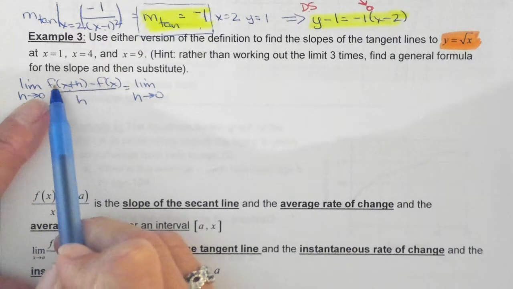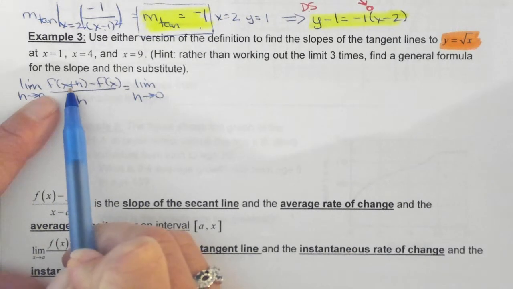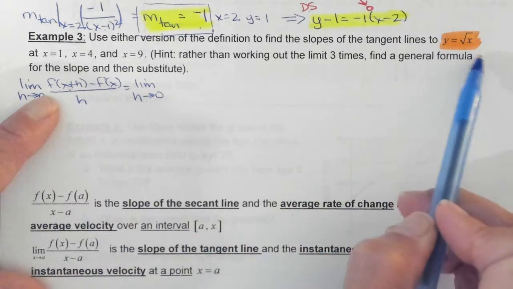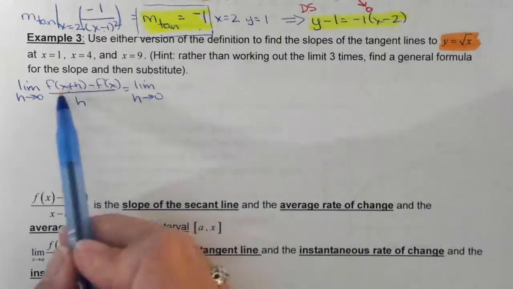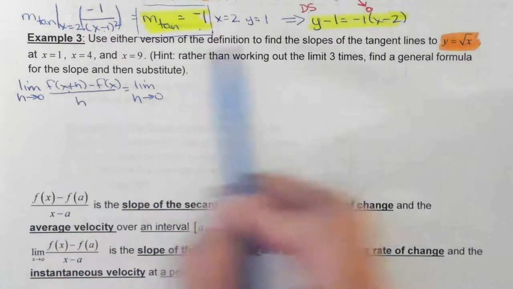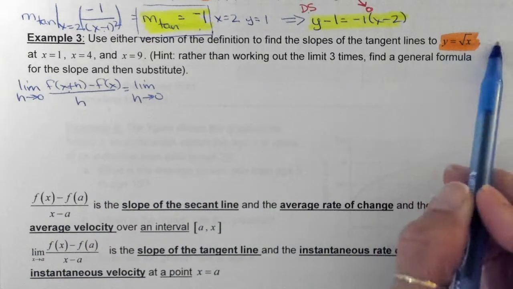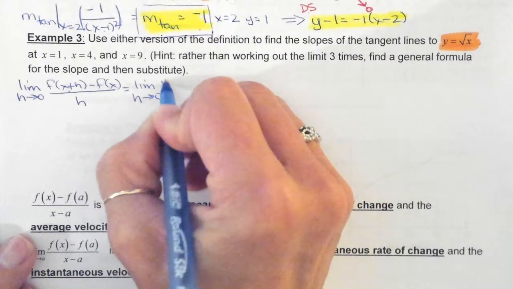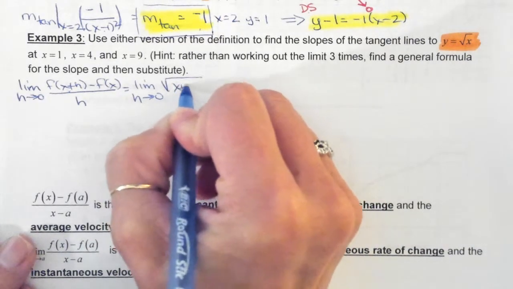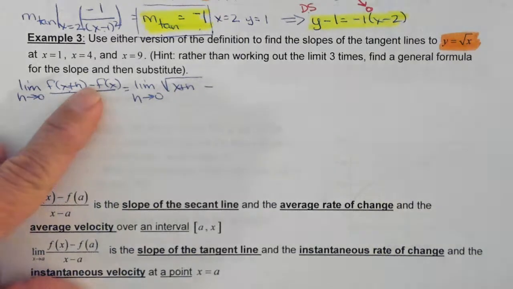Question. If this said f of 3, what is that telling me to do? Plug in 3 for x in here. This is x plus h. Where does this go? Into this for x. So this x is gone, and I put in the whole quantity x plus h. So it's the square root of x plus h minus, what is f of x?